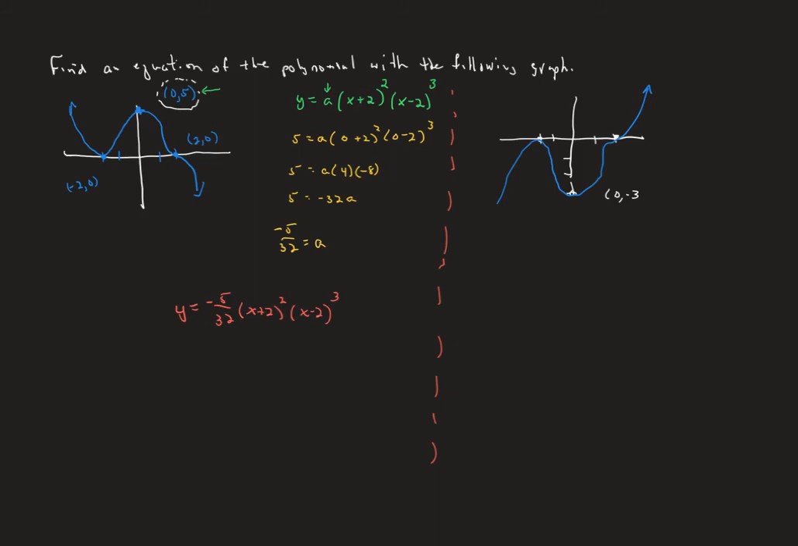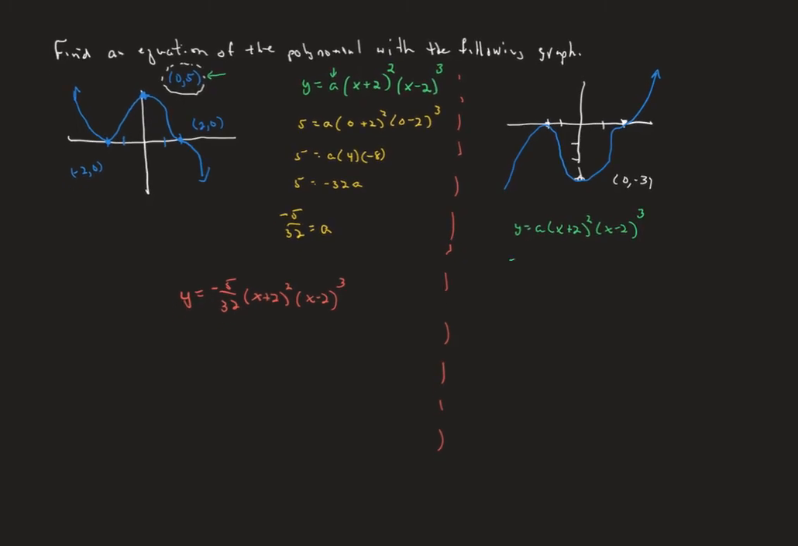Okay, so in a similar fashion, we're going to say y is equal to a times an x plus 2 to the second, and an x minus 2 to the third. We're going to plug in the (0, -3). And so we're going to say negative 3 is a times 0 plus 2 squared, 0 minus 2 cubed. So negative 3 is going to be a times 4 times negative 8. This sure is an awful lot like the last one we did. And so we're going to get 3/32 is the a. And so our equation is going to be 3/32 times x plus 2 squared and x minus 2 cubed.